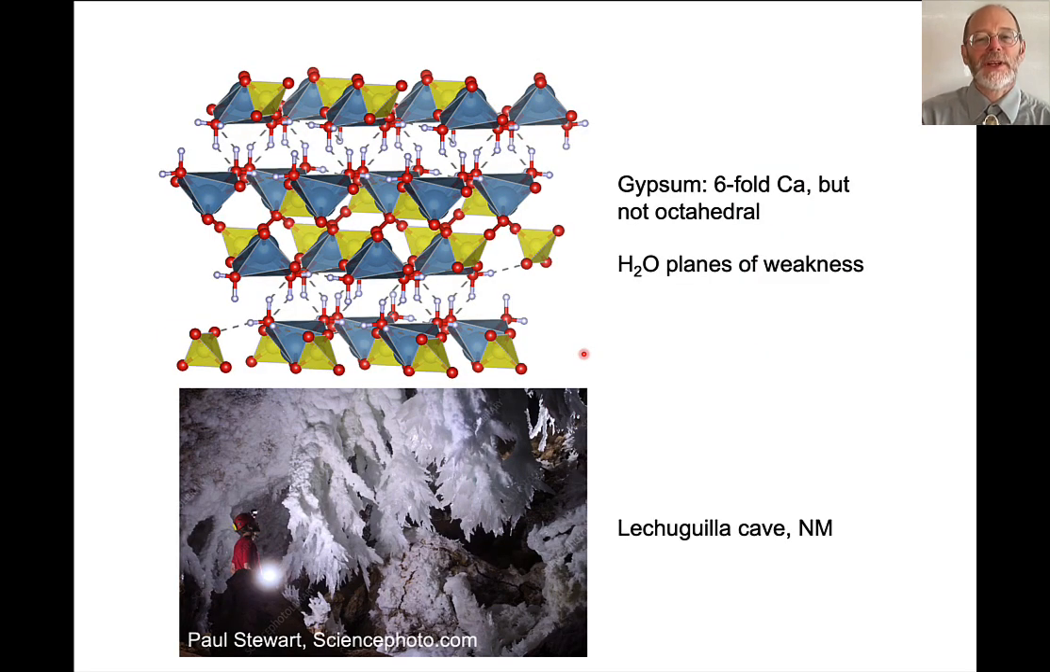Gypsum is quite different. Calcium is in a 6-fold coordination, but it's not octahedral. It's this sort of funny-shaped polyhedron. And what holds it together are water molecules, which occupy interlayer sites, and these bonds become very, very weak. That's why gypsum is so soft. Here's an example of gypsum from Lechuguilla Cave in New Mexico.